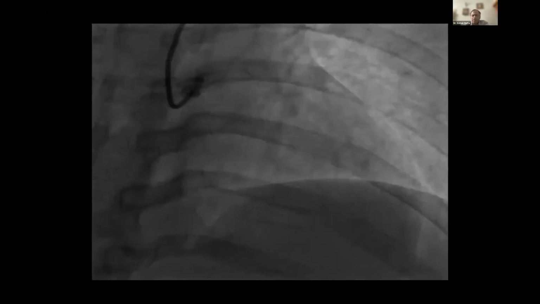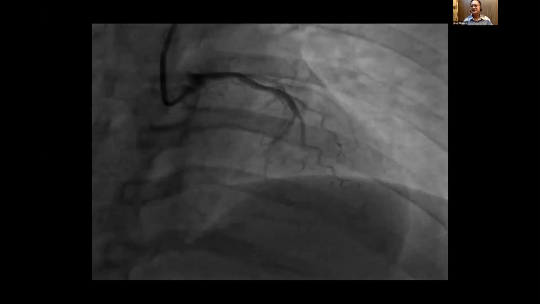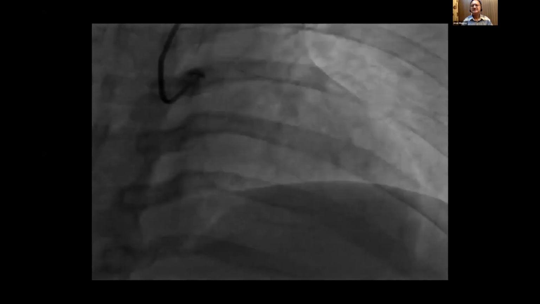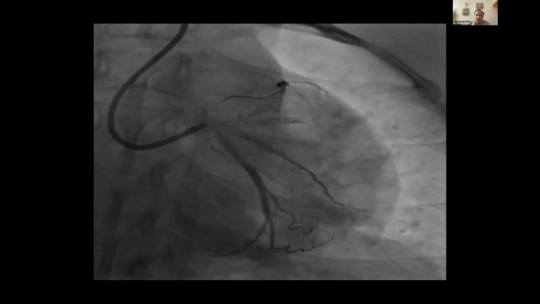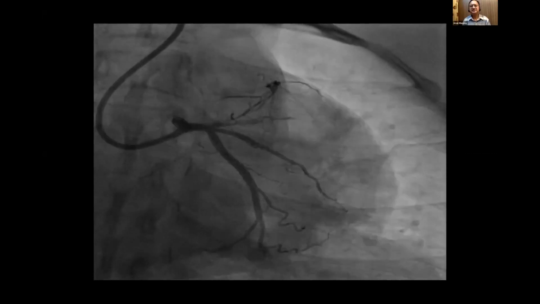ACS, but troponin was raised. Q in V1, the R wave has disappeared. Q from V1 to V3, and ST elevation as well. Some ST elevation in some leads.